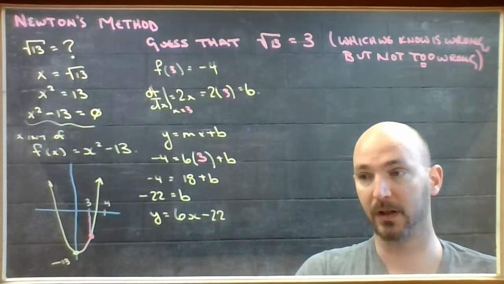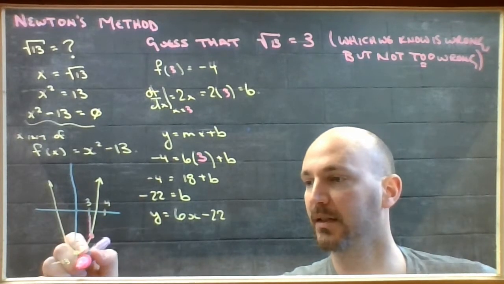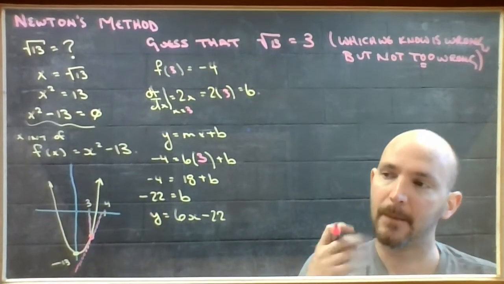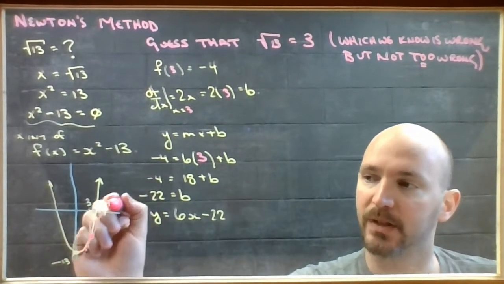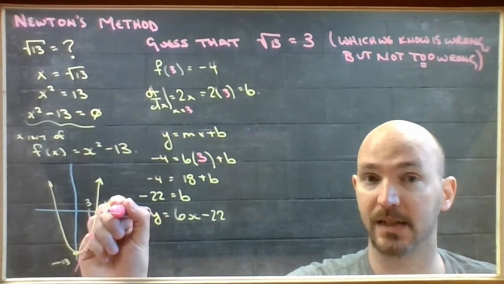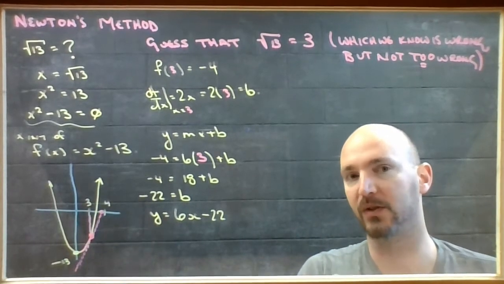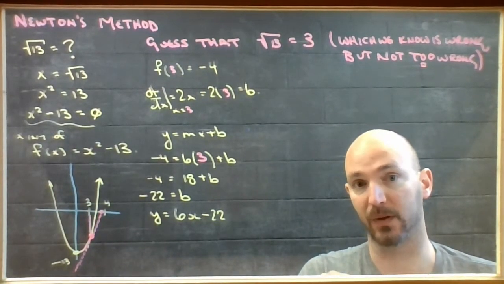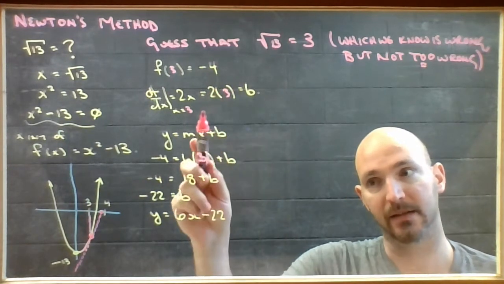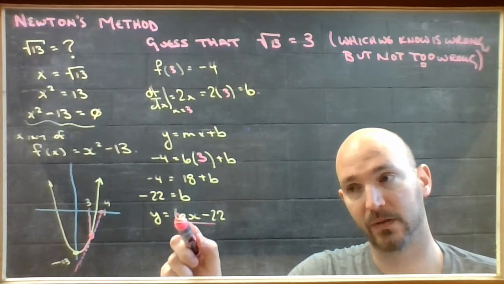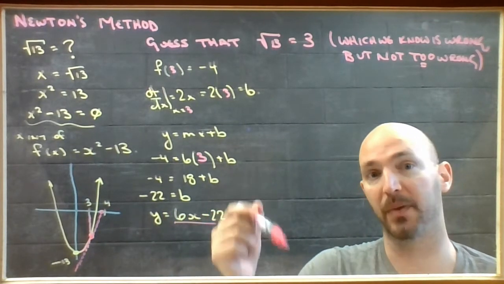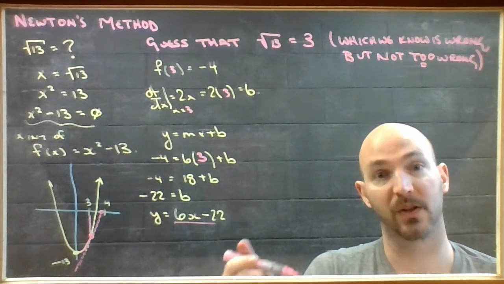Okay, so how does that help me? Well, this line does this. Do you notice that this place where my tangent line crosses the x-axis is a little closer to the true value of the square root of 13? So I could take a bad guess, generate a tangent, and then find the x-intercept of that tangent, and it should give me a better guess.